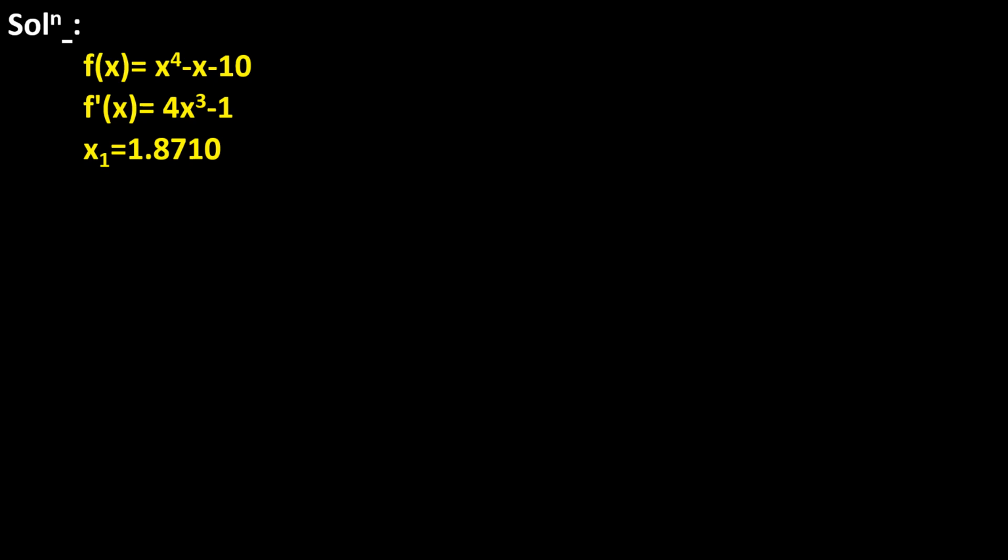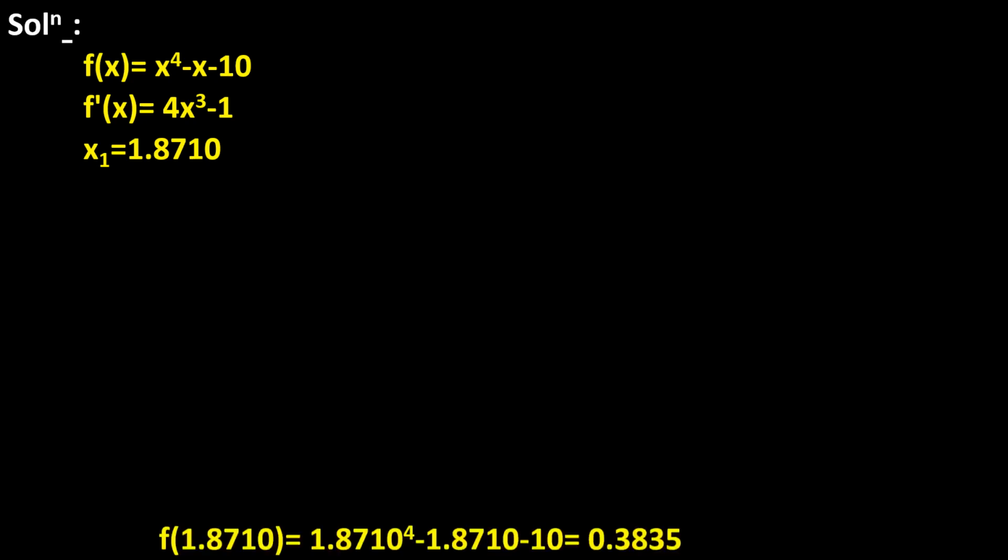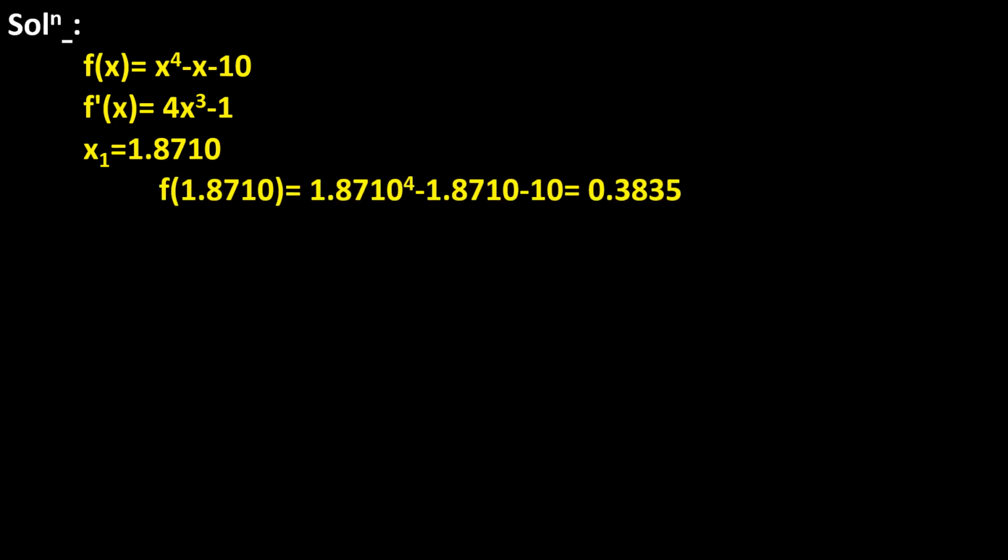After the first approximation, x1, we have got the value as 1.8710. Now find f of x1 and f dash of x1. So first, f of 1.8710 is equal to 1.8710 to the power of 4 minus 1.8710 minus 10, which is equal to 0.3835, which we get after rounding off the number to 4 digits after the decimal point.